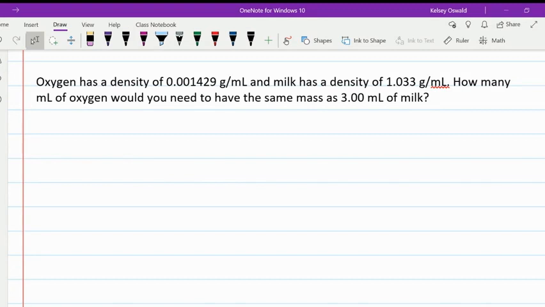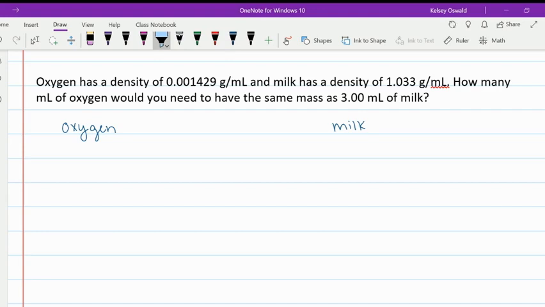Challenging. So in this example, we have oxygen with a density of 0.01429, and milk has a density of 1.033 grams per milliliter. We want to see how many milliliters of oxygen we would need to have the same mass of 3 milliliters of milk. Okay, so we have a lot going on in this one. So I'm going to separate my data into what I know about my oxygen and what I know about my milk.